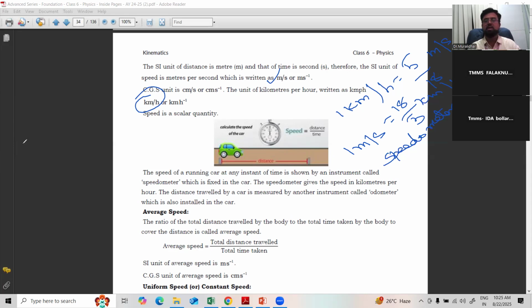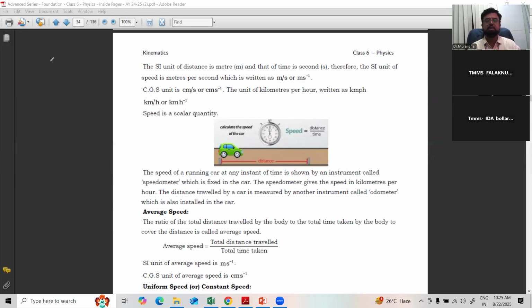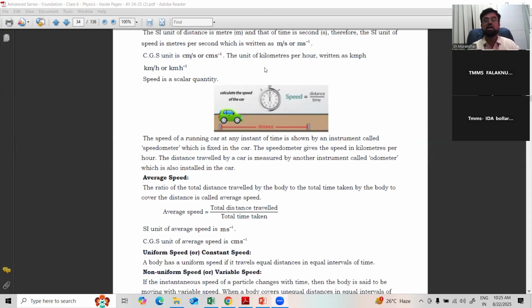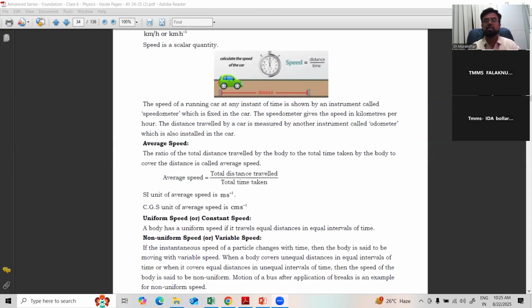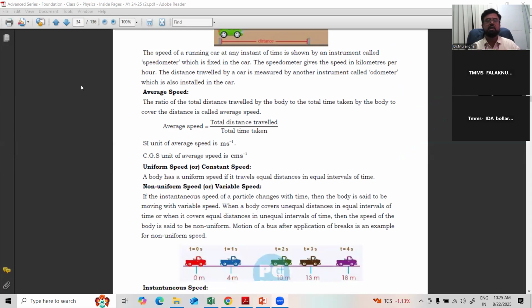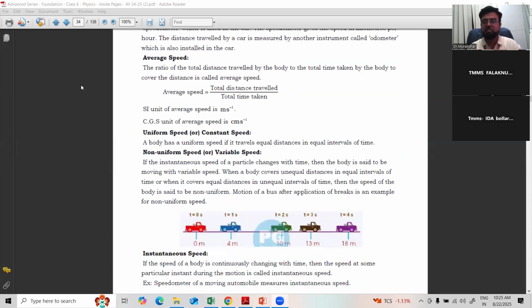Speed is nothing but the rate of distance. It means how fast we are traveling. How fast you are traveling is measured by speed. It does not have any direction. Okay. It is measured in meters per second or centimeters per second or kilometers per hour.